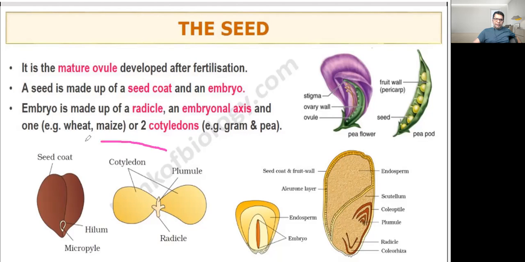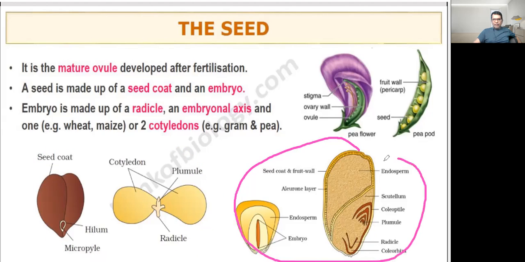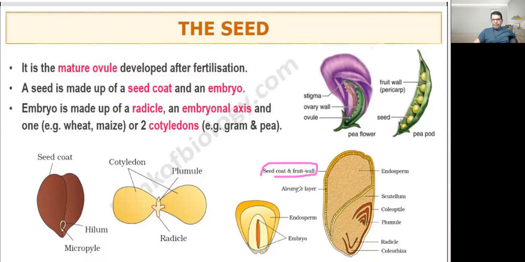So this is a diagram of a dicotyledonous seed, and this is the diagram of a monocotyledonous seed. It also has a seed coat and embryo. Here, endosperm is present in the monocotyledonous seed. This is the endosperm, and there is the seed coat and fruit wall. Then there is a proteinaceous layer called the aleurone layer, which separates the endosperm. There are two chambers: this is the endosperm, and here is the embryo.